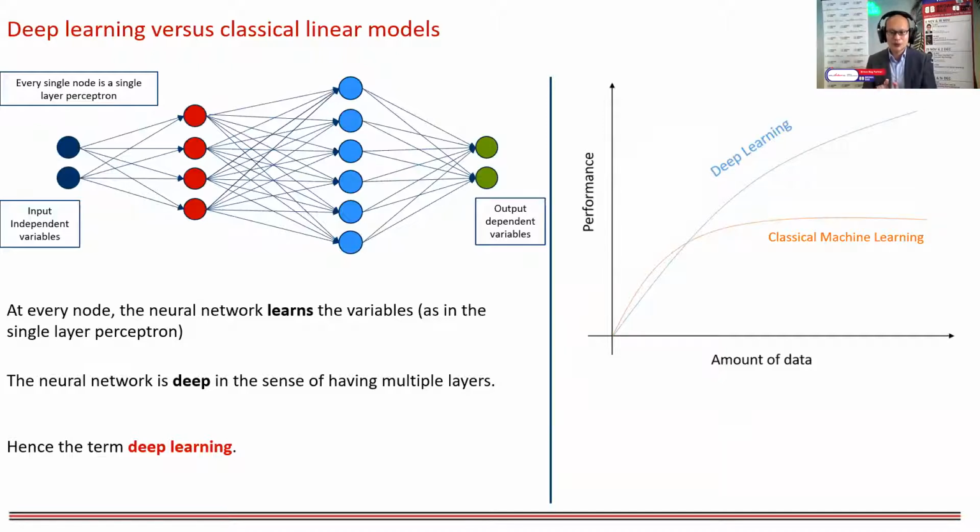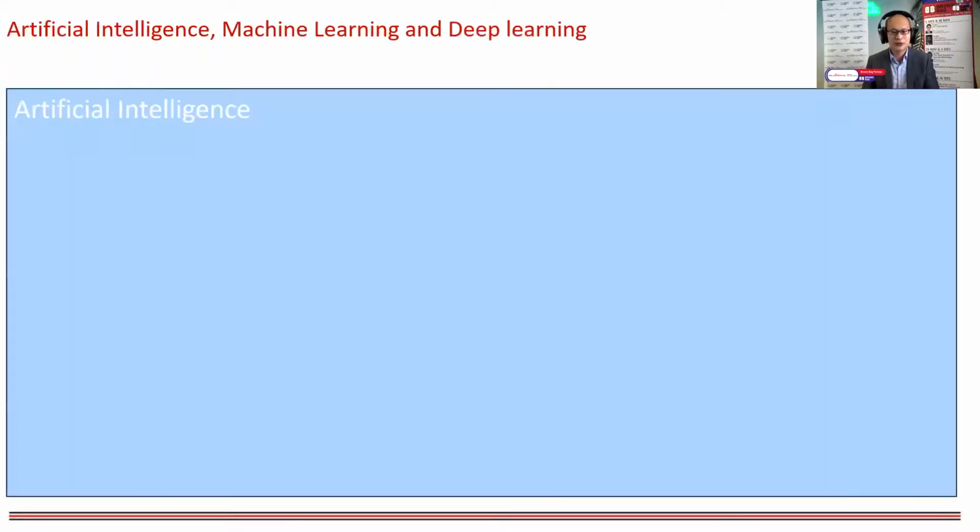Hence, when we go back to the graph that Andrew Ng brought up in the very beginning, we have classical machine learning models. They plateau at a certain point, but it is exactly this form of deep learning that enables your variables to be learned in a very rich and diverse manner, such that the performance is able to improve when more data is supplied to it. So I'm going to illustrate this with a few examples. But before that, let's do a short recap.